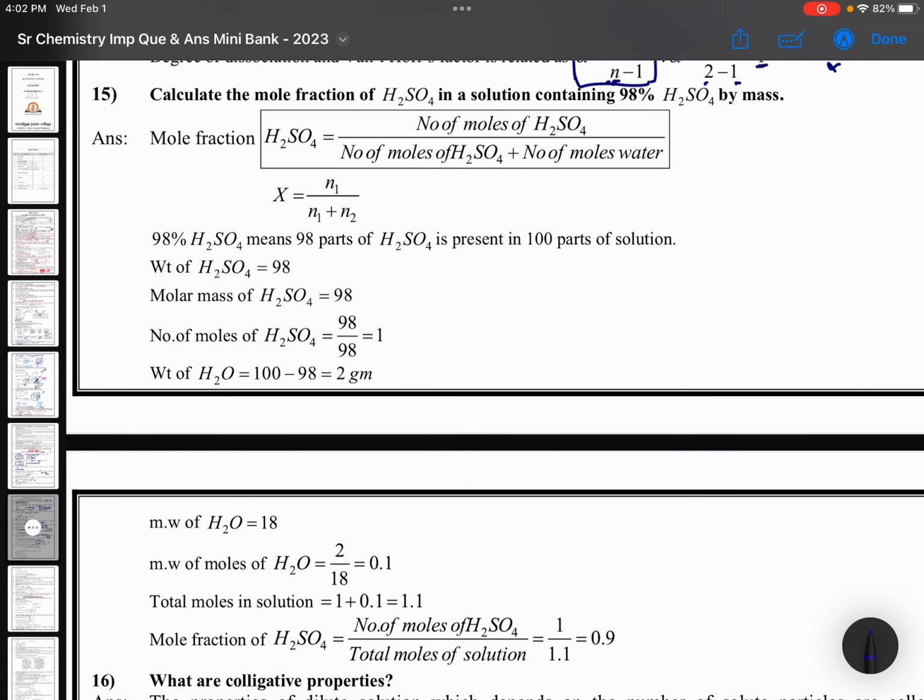Calculate the mole fraction of H2SO4 in a solution containing 98% H2SO4 by mass. इसका मतलब क्या होता है? 98 grams H2SO4 है तो 2 grams water है. So number of moles of H2SO4 will be 1. Number of moles of water will be 2 by 18, that is 1 by 9. And he is asking mole fraction of H2SO4: number of moles of that by total number of moles, 1 by 1 plus 1 by 9.